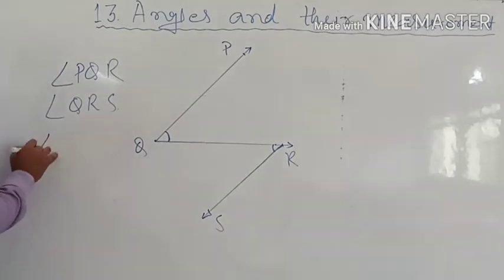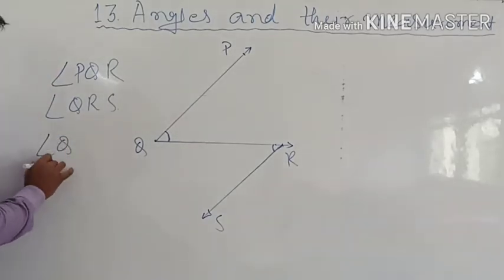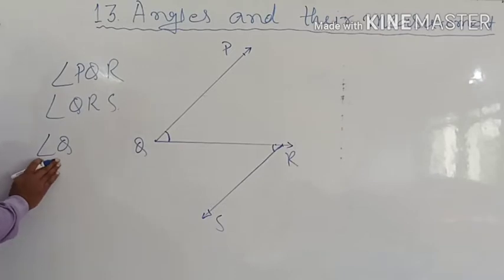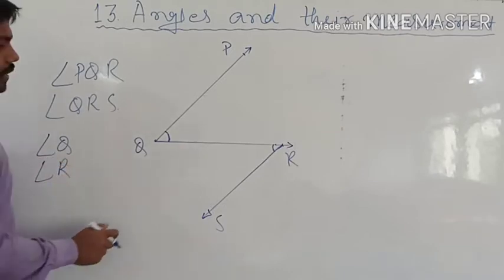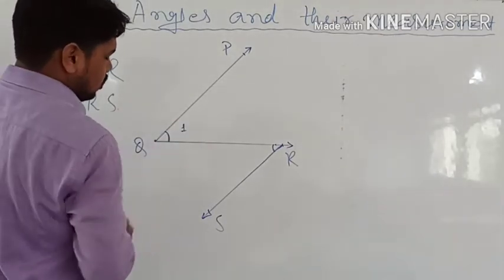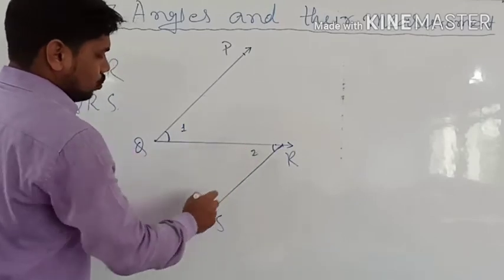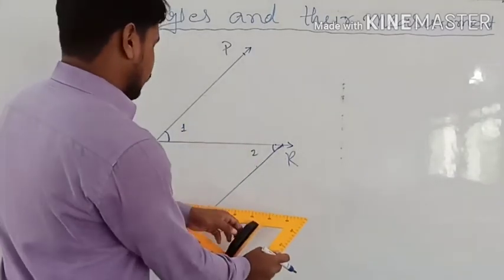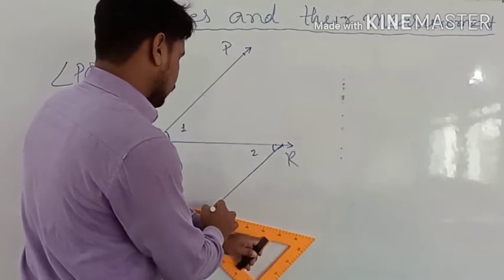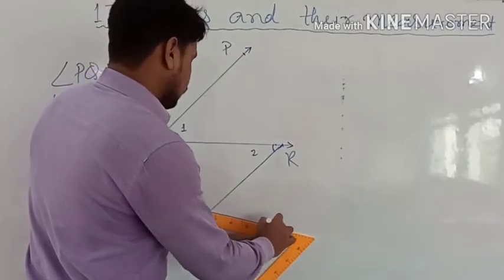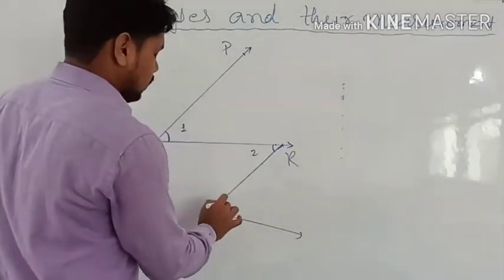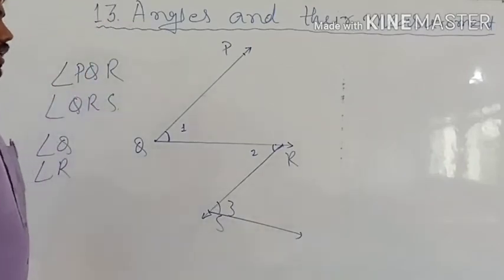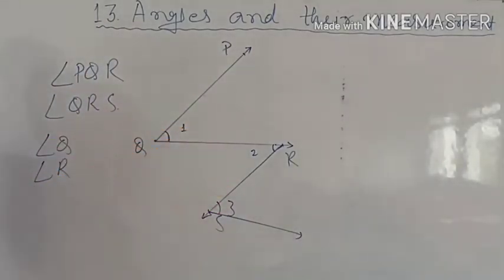We can write like this also: angle Q and angle R. And we can represent this number-wise also: angle 1, angle 2. If more angles are there, then that will be angle 3. Suppose I draw one more angle here, then you can represent it as angle 3. Okay, so if more than one angle is there, you can represent them as 1, 2, 3, like that.